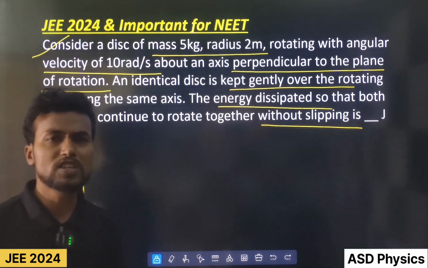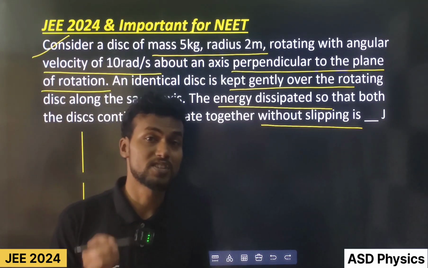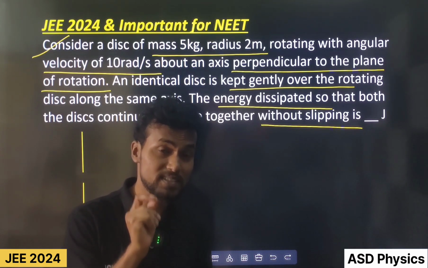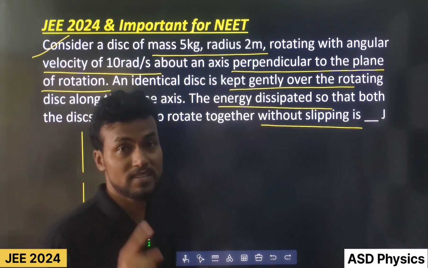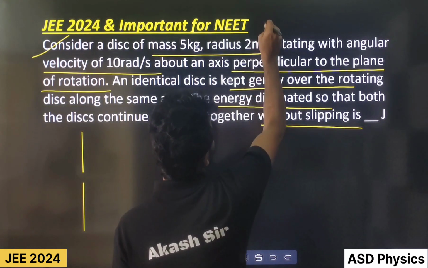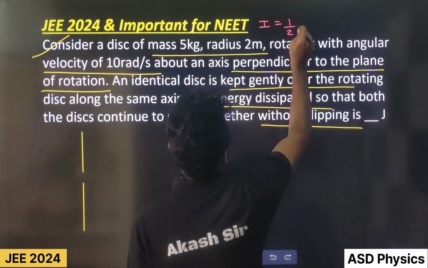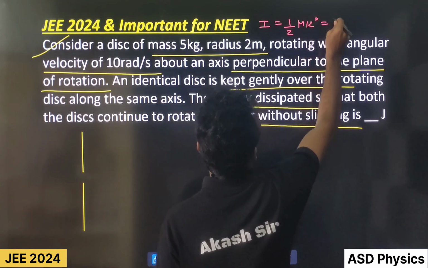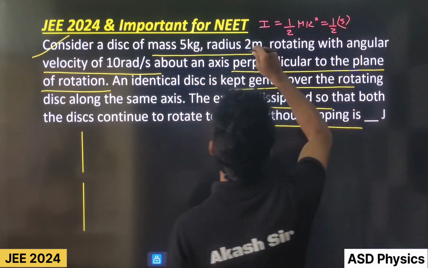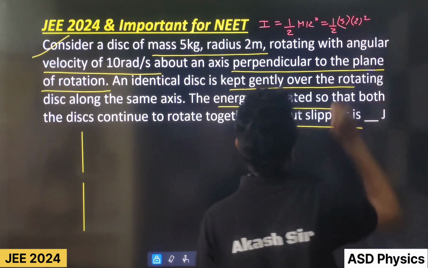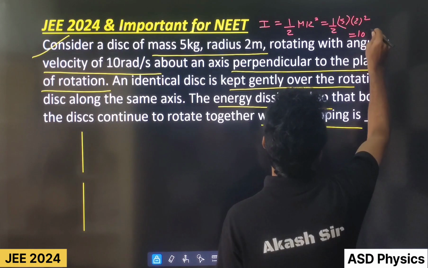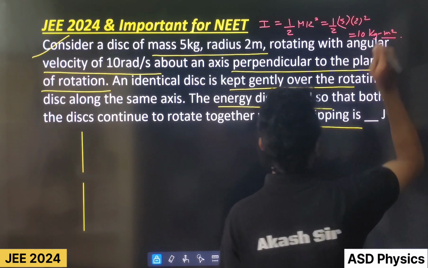Before starting this question, we should know the moment of inertia formula. According to the question, the axis is passing through the center of the disk and perpendicular to the plane of the disk. The moment of inertia of the disk will be half MR square. Mass given is 5, radius given is 2, so it becomes 5 into 4, 20. 20 by 2 is 10, that means 10 kilogram meter square.